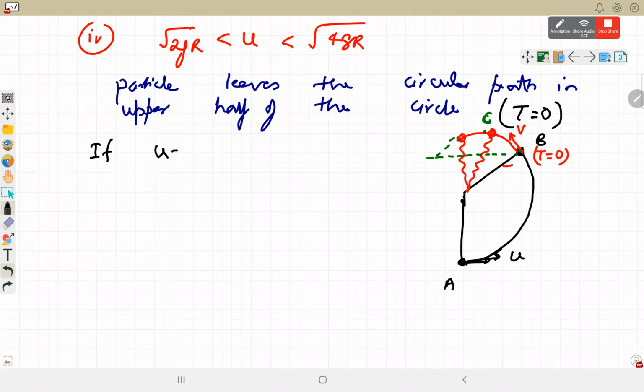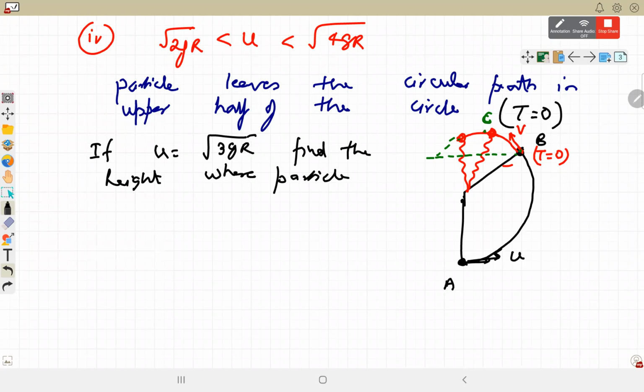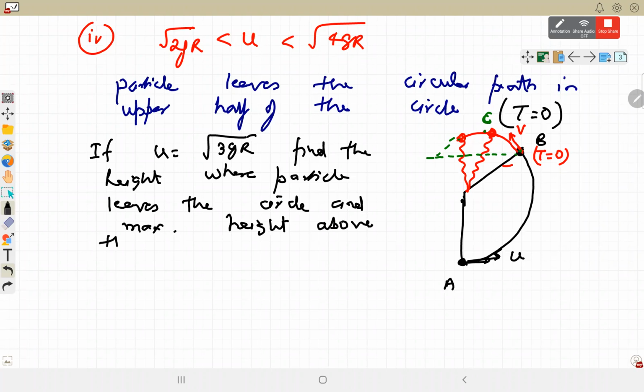at the lowest point, between root 2 gr and root 4 gr. Find the height where the particle leaves the circle, and find the maximum height above the point of projection, and the max height above the surface.